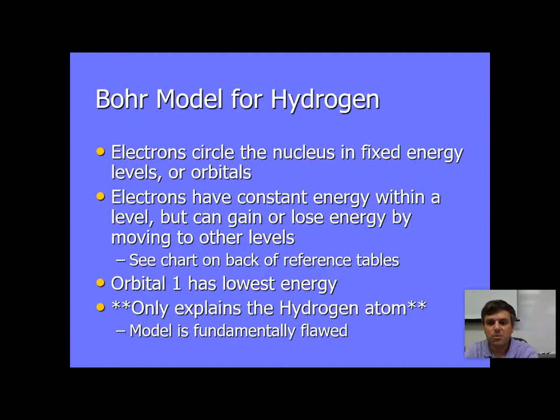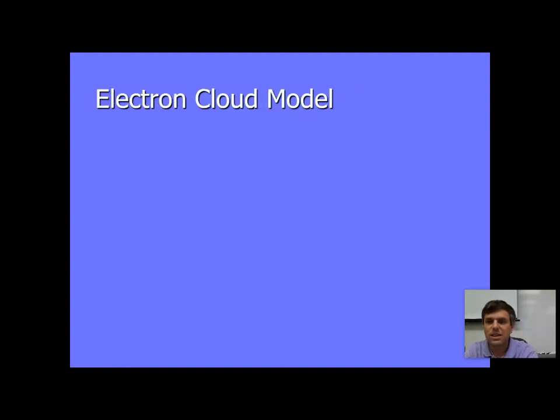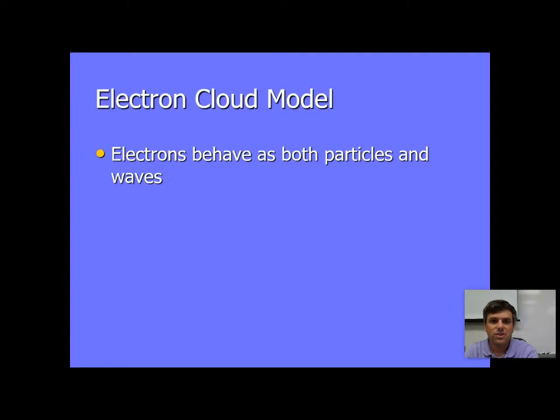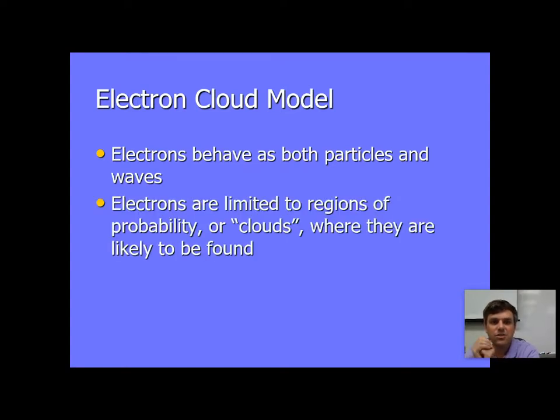So the modern model of the atom is called the electron cloud model. And it says that electrons behave as both particles and waves. So it's got wave-like properties and particle-like properties. And the electrons have these clouds or regions of probability where they're likely to be found. Essentially, what we're using is what's called a 90% confidence interval. If you ever take stats, you'll learn about confidence intervals. That's where you're likely to find the electron, but it can be anywhere in that spot.